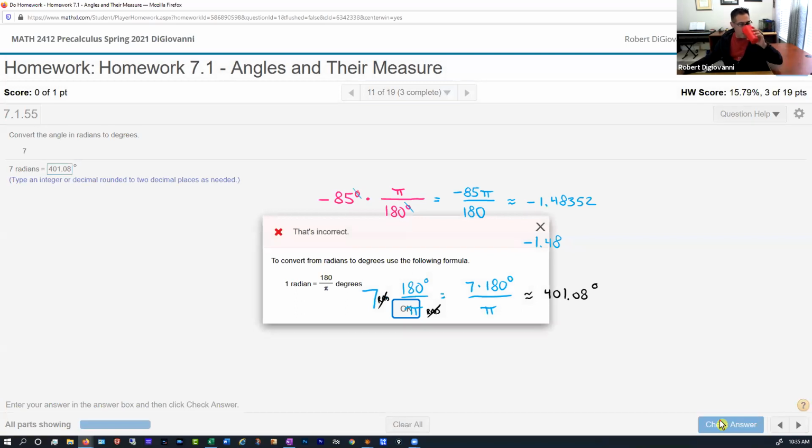Oh, what happened? I got 401.07 degrees. Me too. You know what? I rounded pi too much. It didn't take it. Okay, well, how far do they want you to go with pi then? I guess you're going to have to use your pi key. Yeah, because that made a difference.